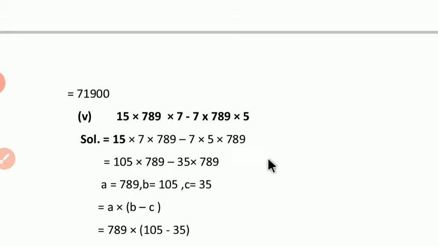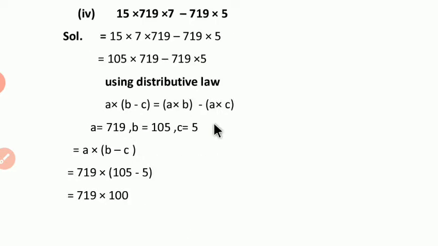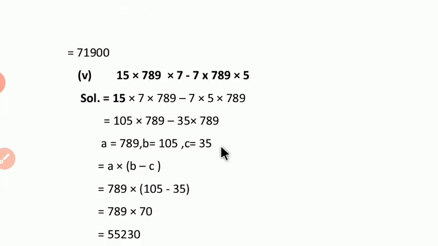So first you multiply 15 into 7. You have to leave 789 as it is and multiply the remaining numbers. So 15 into 7 into 789 minus 7 into 5 into 789. Here we have to multiply only 15 into 7, which is equal to 105 into 789 minus 7 5s are 35 into 789, to change into the distributive law as A into B minus A into C. You can see that 789 is repeating two times, it means it is on both sides. So the value of A is 789, B is 105 and C is 35.